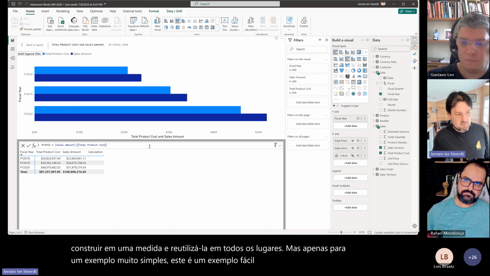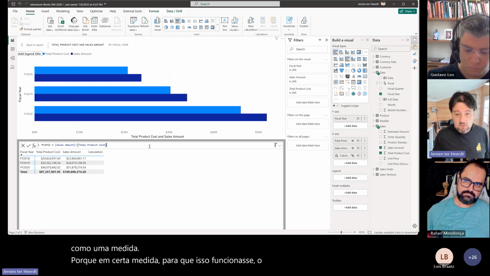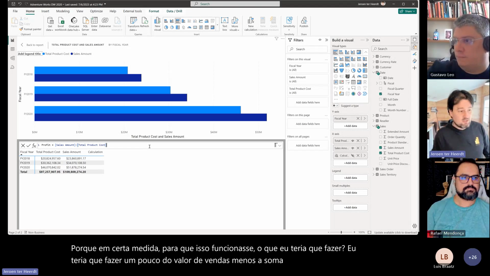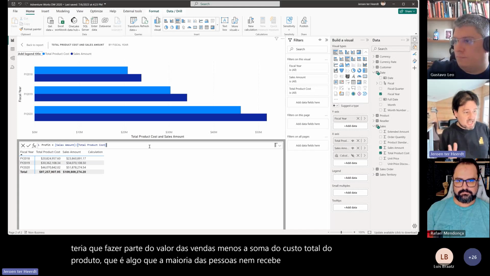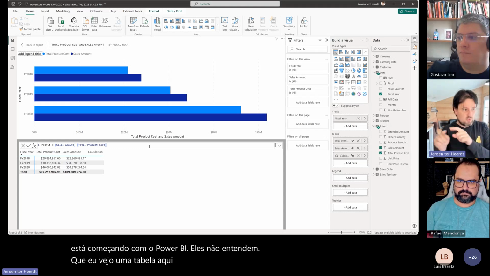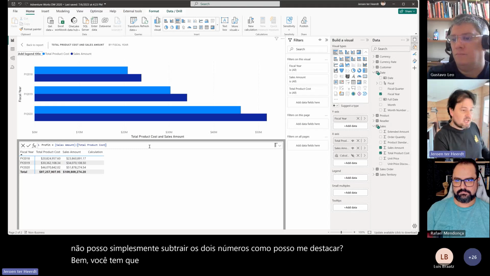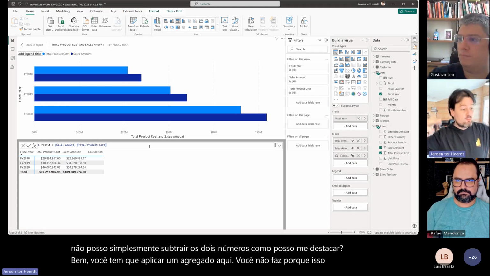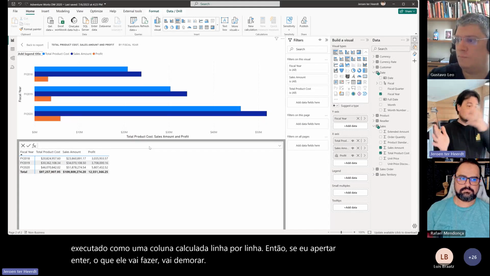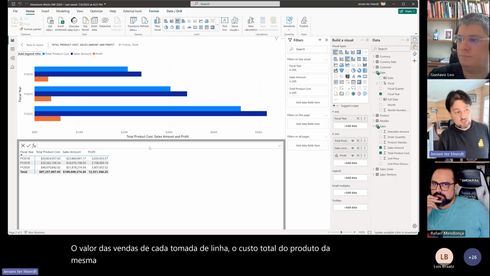Also, this is not like a measure. Because in a measure, in order for this to work, what would I have to do? I would have to do sum of sales amount minus sum of total product cost, which is something that most people don't even get the first time they're starting with Power BI. They see a table with sales amount and a table with product cost, and wonder why they can't just subtract the two numbers like in Excel. Well, you have to apply an aggregate. Here you don't, because this is executed like a calculated column, row by row. If I press enter, it will take the sales amount from each row, take the total product cost from the same row, subtract those, and return that result.